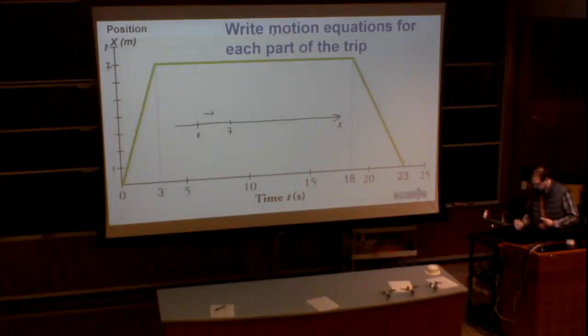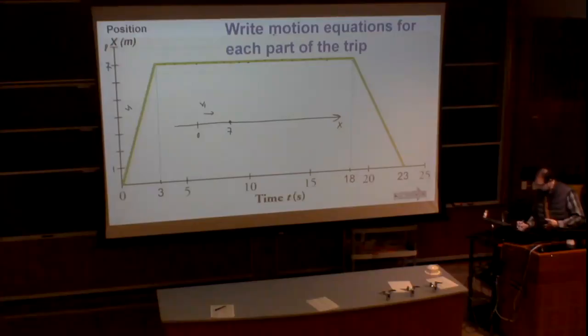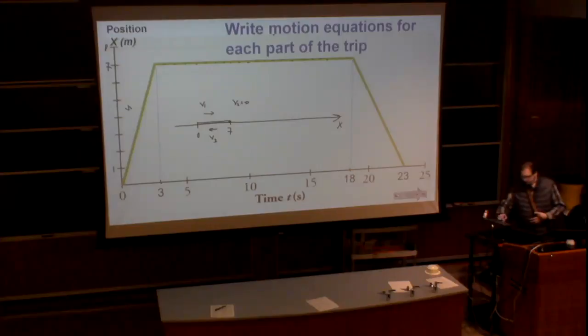What was happening between t equals 3 and t equals 18? The x coordinate remained the same. So it wasn't even moving. It was resting right here. And then for 5 more seconds, it was traveling back. So V2 is 0, V3 will be negative. So this is the trajectory, basically. That's it, motion diagram. Now, equations.